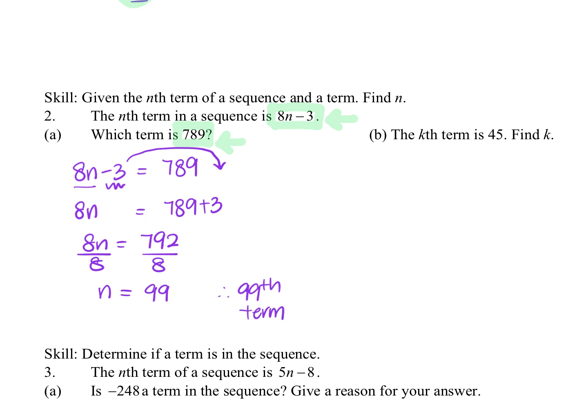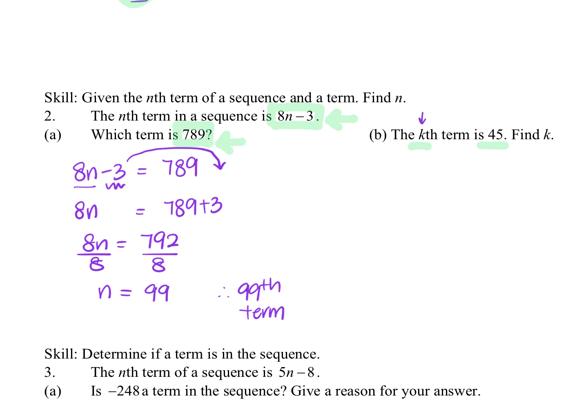Okay, right, let's try one more, something similar also. But now we're going to change the letters a little bit. The next question says the k term is 45. So same thing, they're going to tell you that the formula ends up with the number 45, but now it's no longer called the n term, it's called the k term.